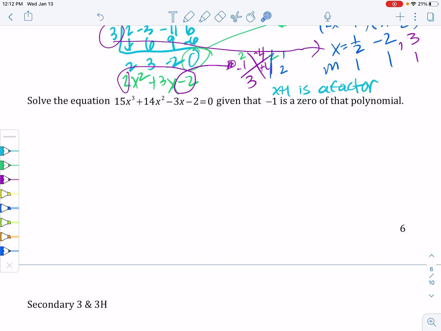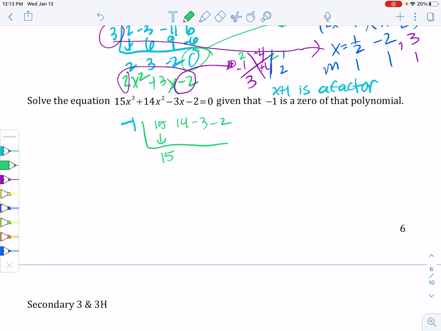Remember, if you're doing it as x plus or minus a number, you change the sign when you synthetically divide. So -1. If it's not written like that, you keep the sign the same. So this is why it's a -1. Okay, I look at my polynomial, so cubed, squared, 1, none. So I haven't skipped anything, and it's in descending order. So I've got 15, 14, -3, and -2.